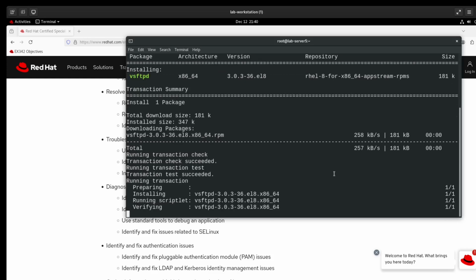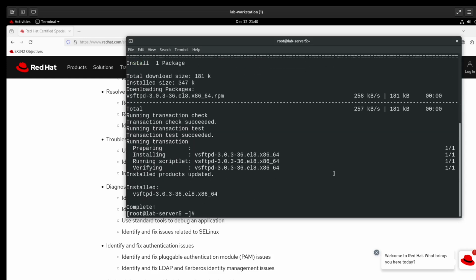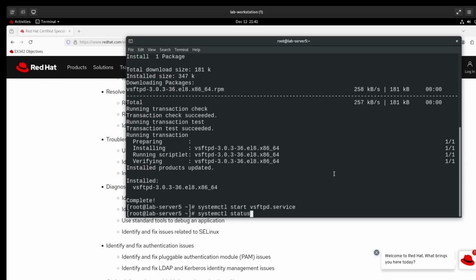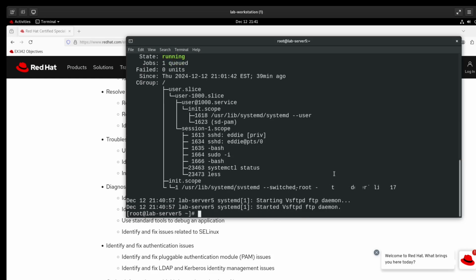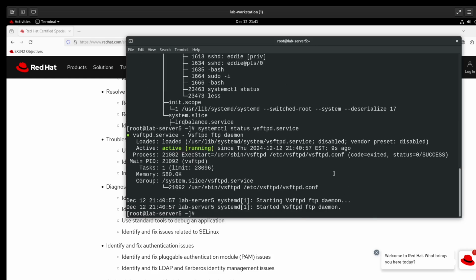And of course, Murphy's Law, there's only one thing for VSFTPD. Okay, so let us run this. Okay, well, of course I need to do status VSFTPD service. So this is running, life is good.